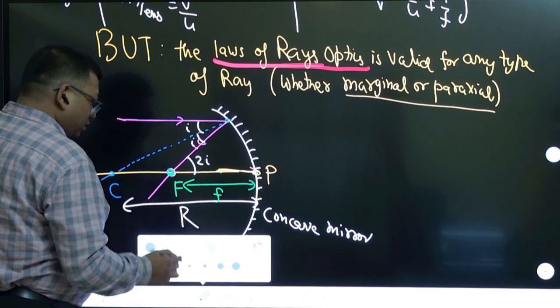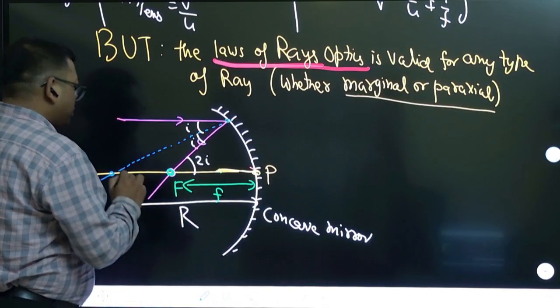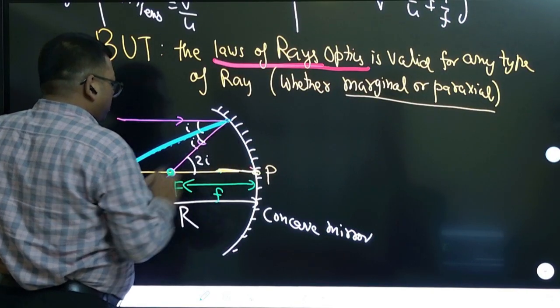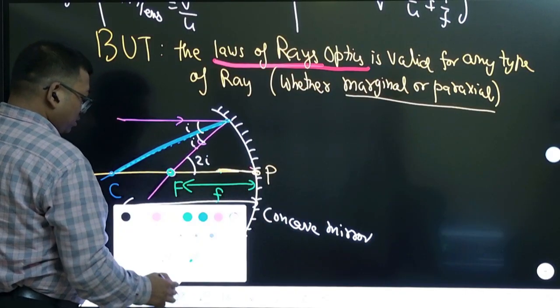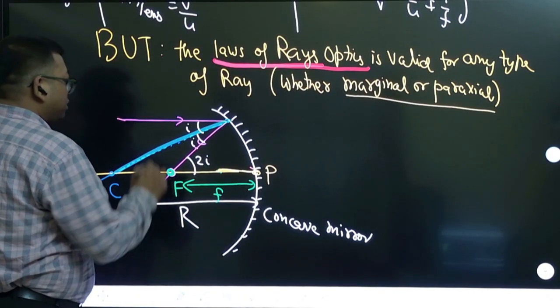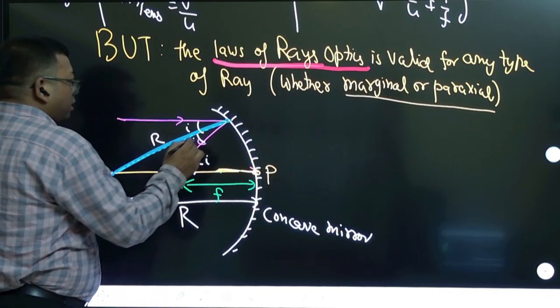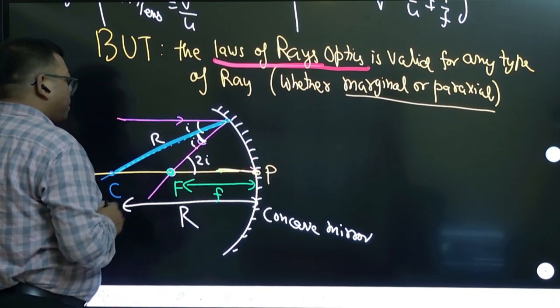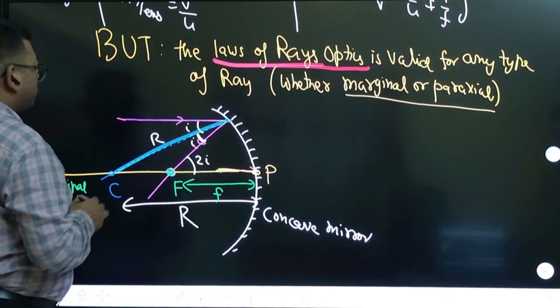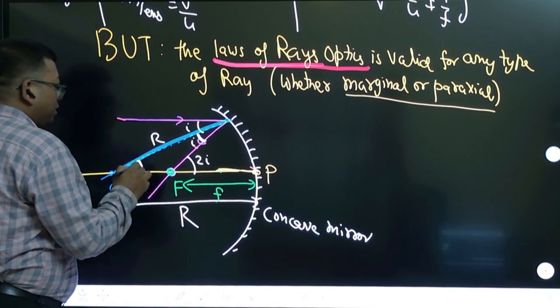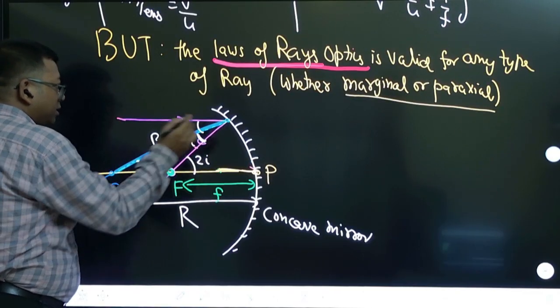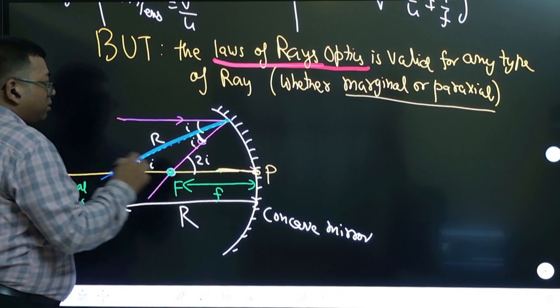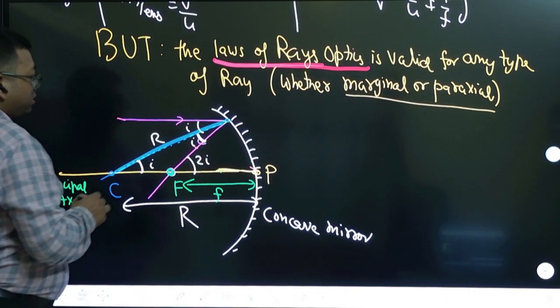And note that this distance is nothing but the radius, because this length is the radius. So this distance is R only, and this angle is I. Tell me, how much will this angle be? This angle is also I, because it is transverse and this is parallel. Clear?